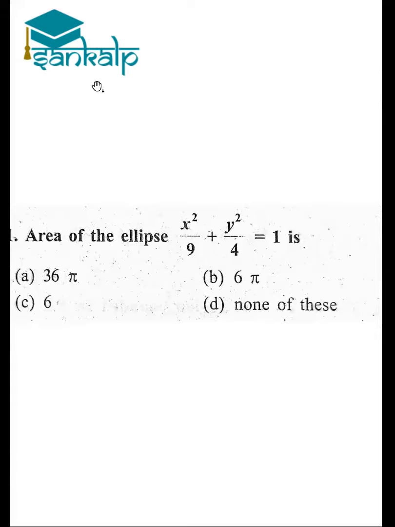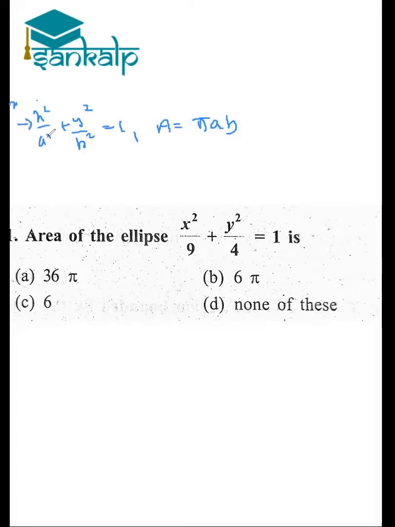So the next question is on ellipse. Area of the ellipse x square by 9 plus y square by 4 is equal to 1 is. Okay. So here we know the formula for area of ellipse. Area of the ellipse x square by a square plus y square by b square is equal to 1. Area is given by pi a into b. The formula to calculate area of the ellipse is pi a into b.